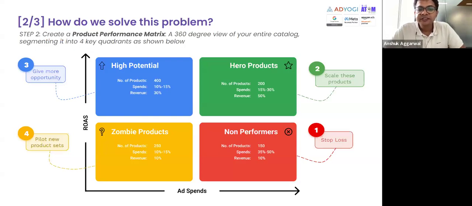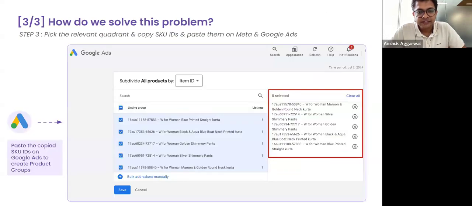Now, how we use this information is what I'll talk about in the next slide. So once we are able to identify quadrant 1 and 3, a good way is, in the same pivot which we have created, just download the list of all item IDs or SKU IDs corresponding to quadrant 1 and quadrant 3. Both Meta and Google have this option that you can go to the ads manager and pick products based on item ID or SKU ID and create a cohort or product set or product group.